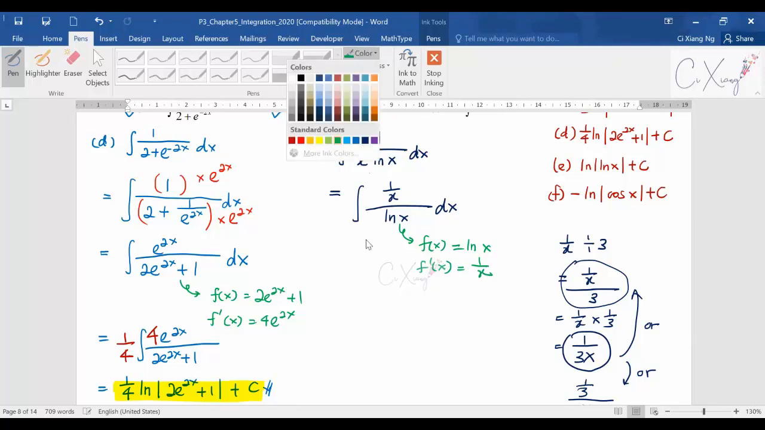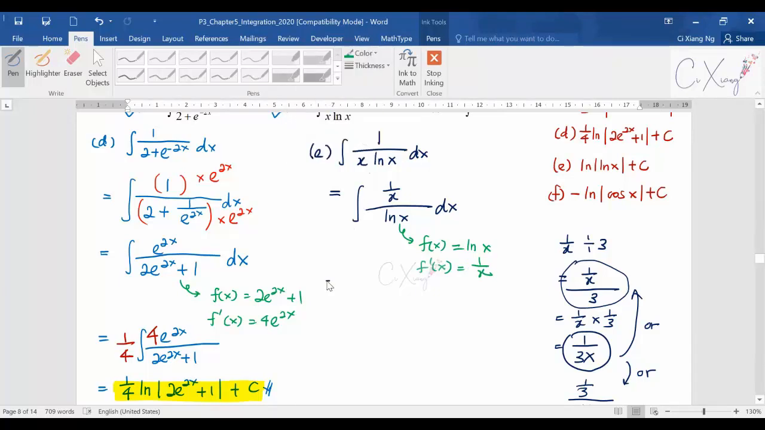All right, then after that, this is the f prime x over fx pattern. This is definitely f prime x on top, fx at the bottom. So when you do the integration, straight away apply the formula or the technique. So you're having ln of fx. So your fx is ln x. So you will get ln of ln x, plus c. So this is how you get the answer.